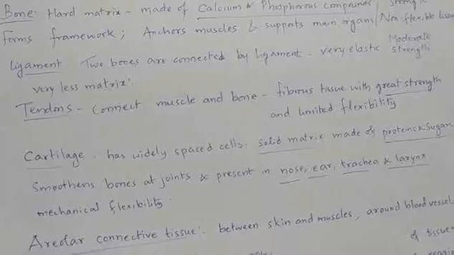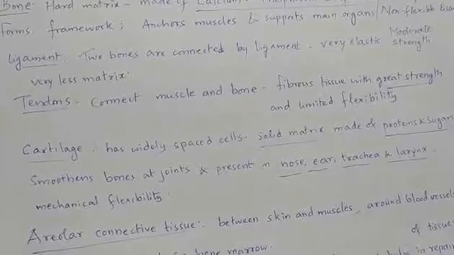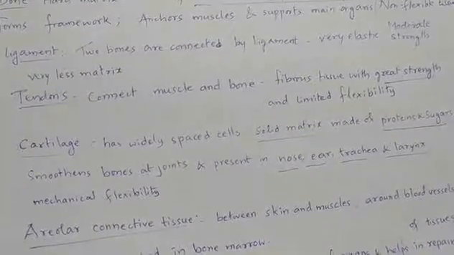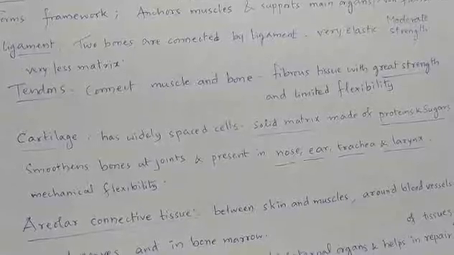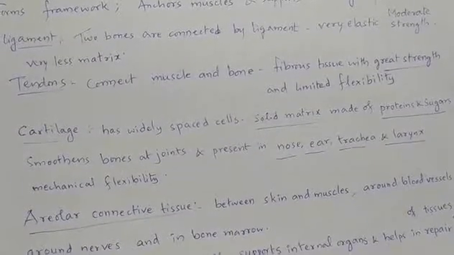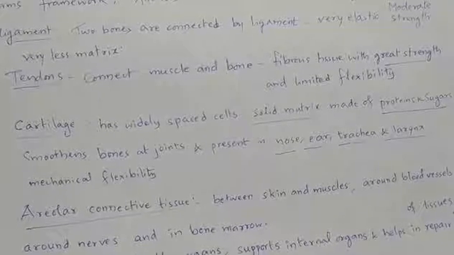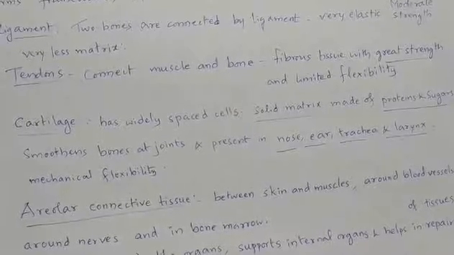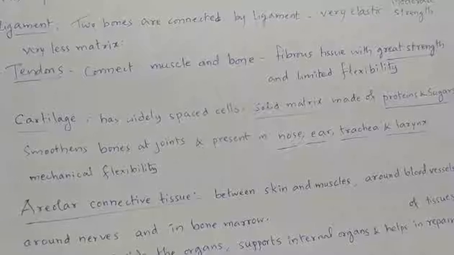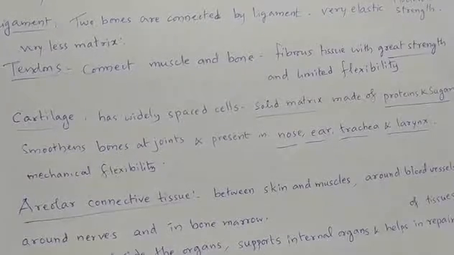Next, ligament. Two bones are connected by ligament. Ligament is highly elastic and it has considerable strength. And ligament has very little matrix in it.